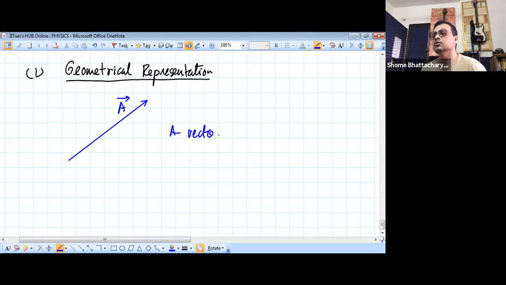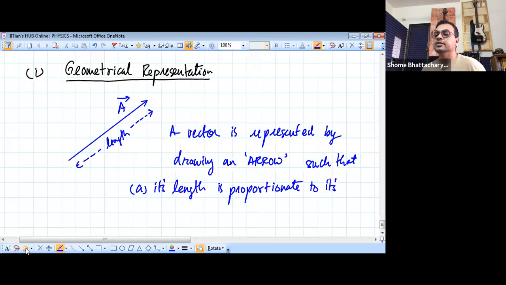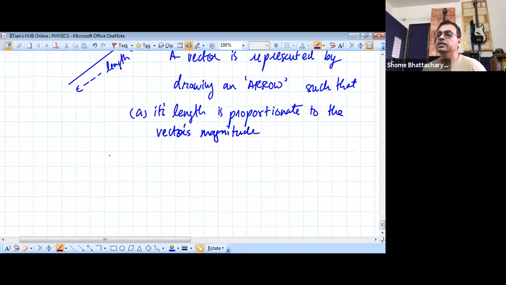So a vector is represented by drawing an arrow, such that two things: its length, the length of the arrow, which is this length, is proportional to the vector's magnitude. So the arrow's length is proportional to the vector's magnitude. And the second thing is that the vector is pointing in a certain direction. The arrow head is pointing in a certain direction. So that represents the direction in which the vector quantity acts.